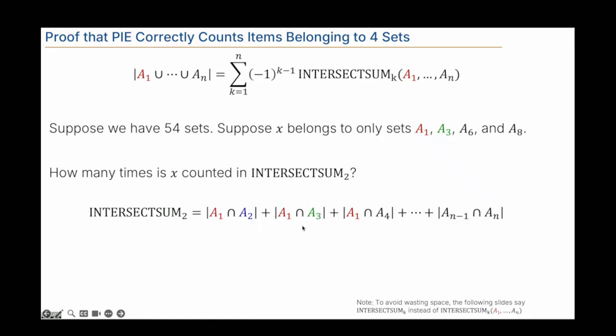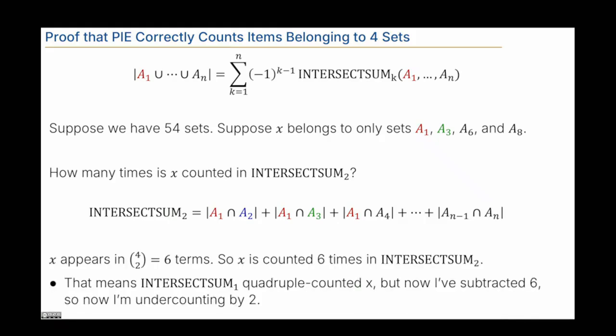How about A1 intersect A3? Yeah, it's in there. A1 intersect A4? No. So how many sets does it belong to out of all these possibilities? 6. There's 6 of them, because you have 4 choose 2. You have 1 and 3, 1 and 6, 1 and 8, 3 and 6, 3 and 8, and 6 and 8. So it gets counted 6 times. And what this formula does is it starts with 4, it overcounts, and now I've subtracted it out 6 times, so we're now undercounting by 2. Well, actually by 3, really. So I started with 4, I subtracted 6, and now I'm at -2. So I'll call this a 3, but whatever.